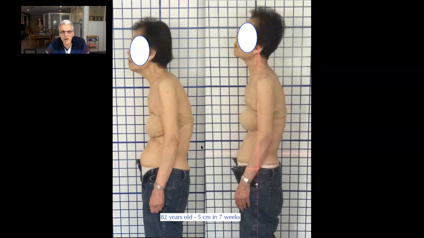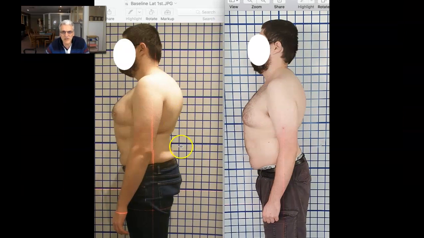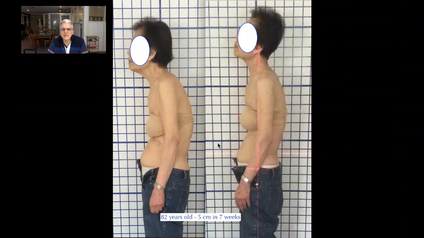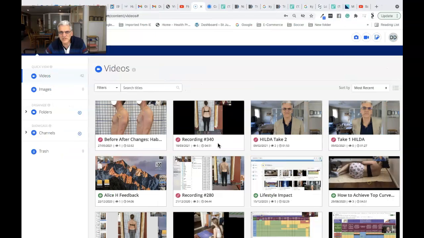Some of these people are quite old. The lady before was 86, this one's 82. And the changes can be made, again, no lumbar lordosis in here, whereas in the first case, an exaggerated lumbar lordosis. And you can see then changes are occurring fairly quickly, non-surgical changes, and that's exciting.